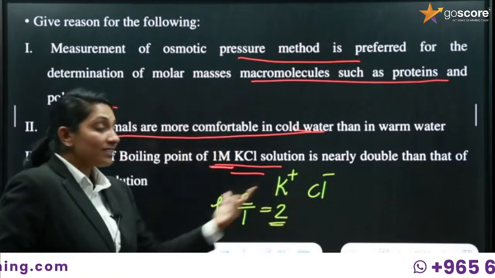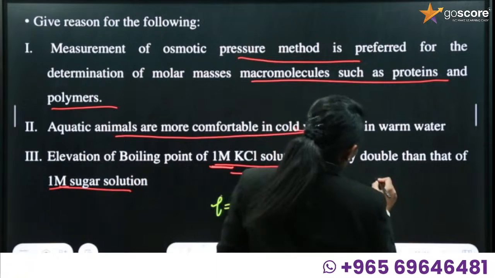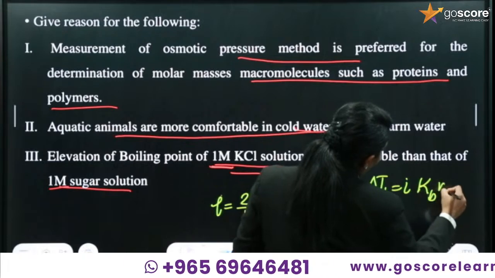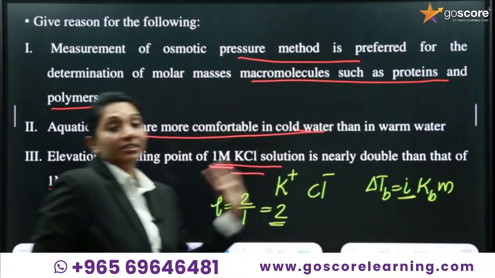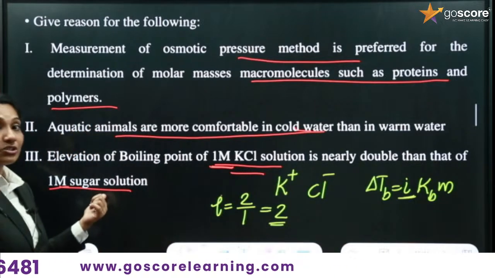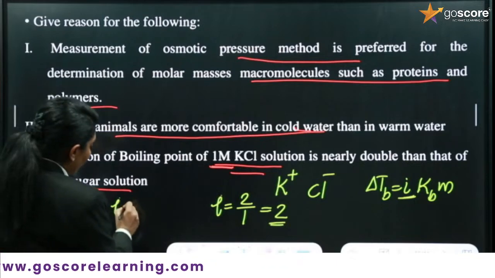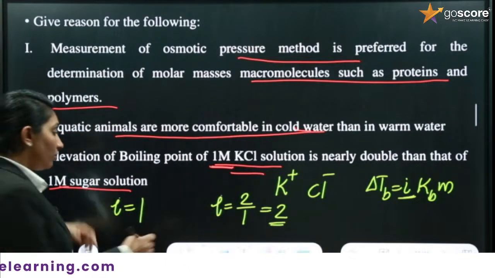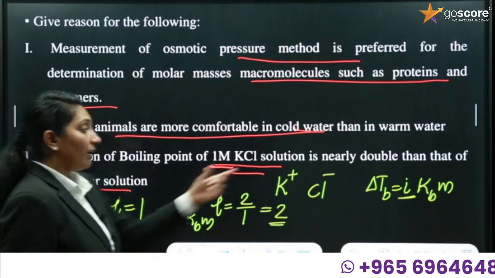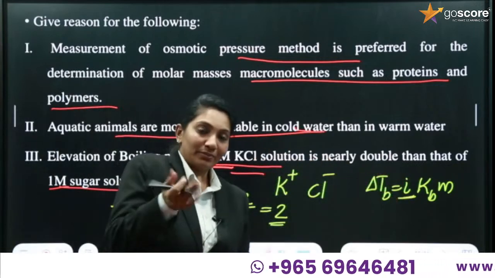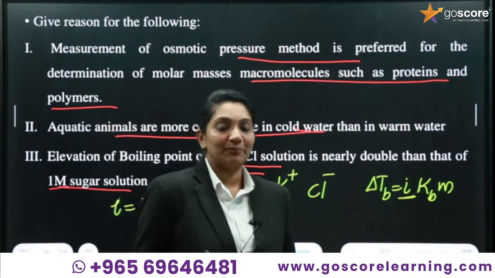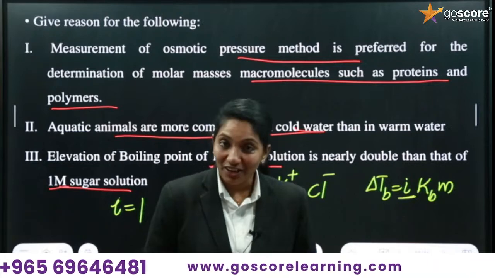So, as i is 2, what is the elevation in boiling point? Delta Tb is equal to i into Kb into molarity. If i is twice, definitely the elevation in boiling point will be doubled. But for sugar, there is no association or dissociation, so the i value will be 1. So delta Tb is equal to Kb into M. Here for KCl, i is 2, so the elevation in boiling point is doubled. Isn't it? So I hope this is clear for you.